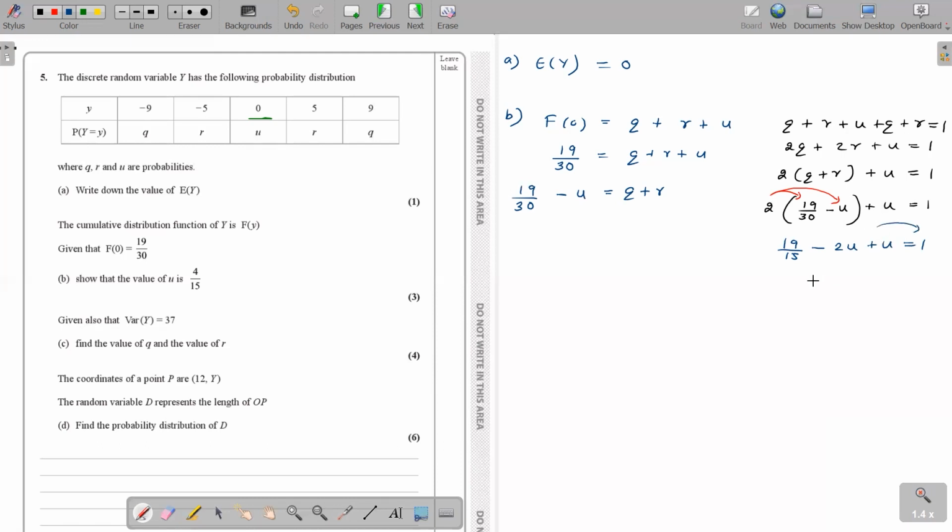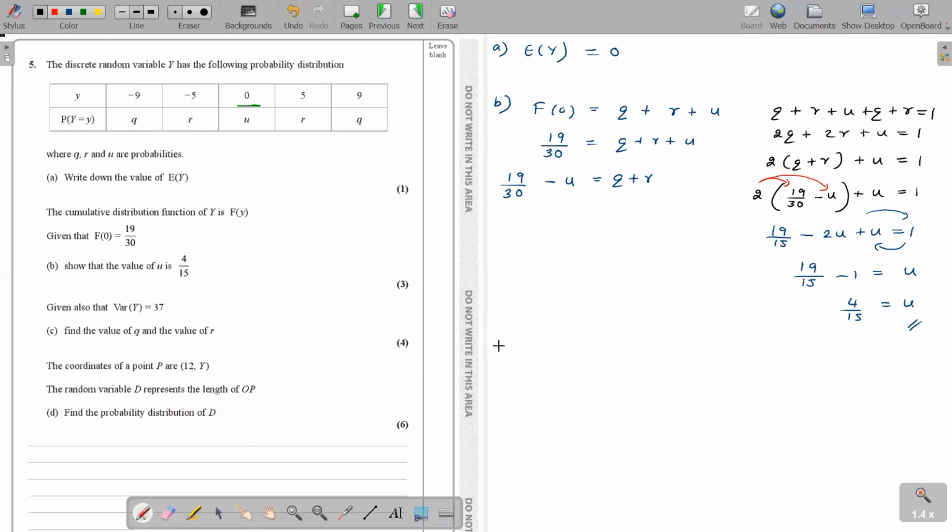Minus 1U goes to the other side. So 19 over 15 stays here. The 1 comes here as minus 1. Minus 2U plus U is minus U, goes to the other side as plus U. 19 over 15 minus 1 is how much? 4 over 15 equals U. So this is my U value. U value is 4 over 15, which is the show that. So we need to show the relevant steps to get our show that. Okay.